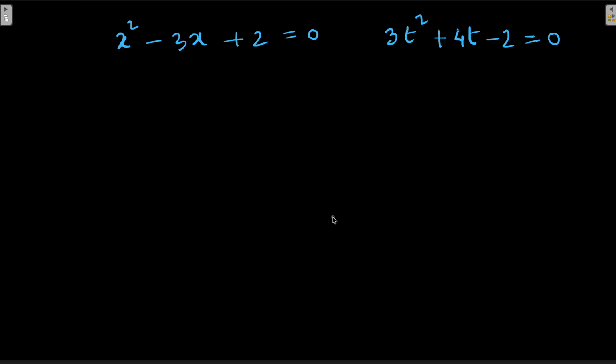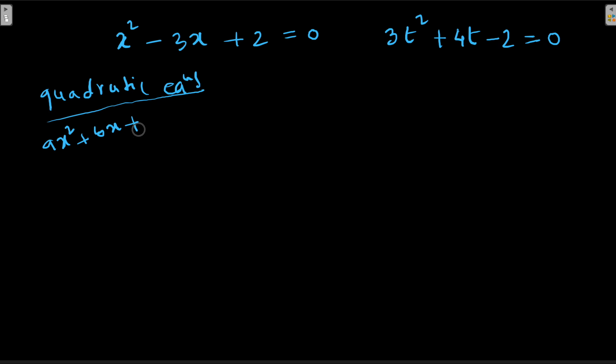Hello, so here we solve quadratic equations. So basically, what do quadratic equations mean? Quadratic equations are of this form, ax² + bx + c = 0, the general form. Solving quadratic equations means finding the value of x which solves this.